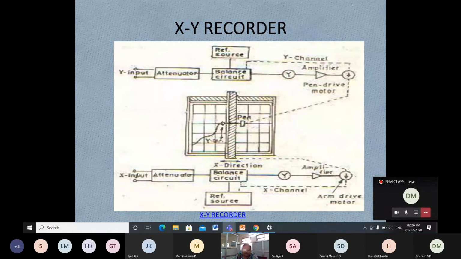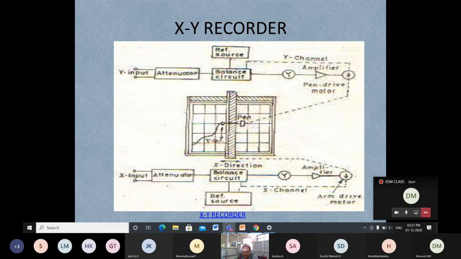Here the X input is one variable you are going to measure, and the other variable is the Y input. An attenuator is connected, which attenuates the signal. Then a balance circuit is connected. Here a reference source is there, and here also a balance circuit and reference source are there. Then a connection is made. This is the X direction and this is the Y direction.